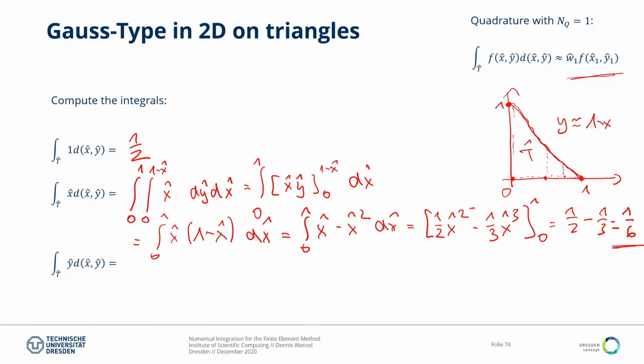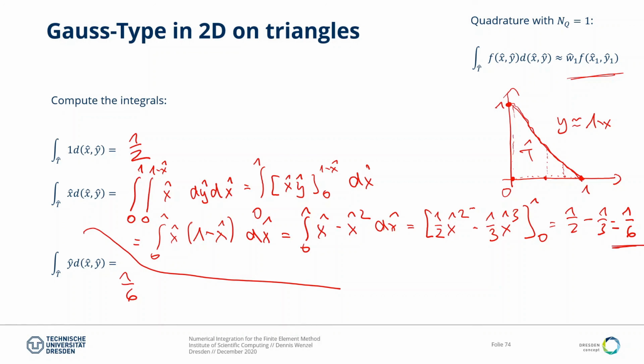Okay, now if I want to do this for the other monomial, then you probably believe me that this turns out to be exactly the same, because you can parameterize this in the other way. So you can again use that same approach and also get 1/6 as a result for the integral over y hat on the reference cell T hat.